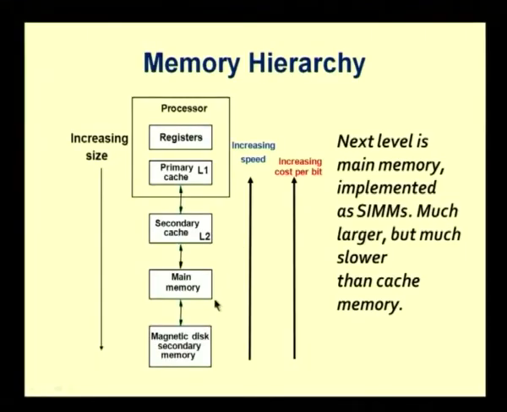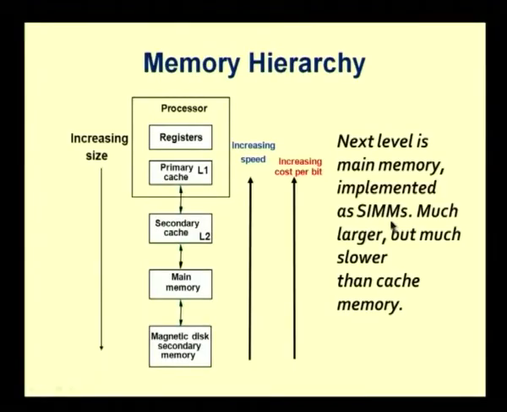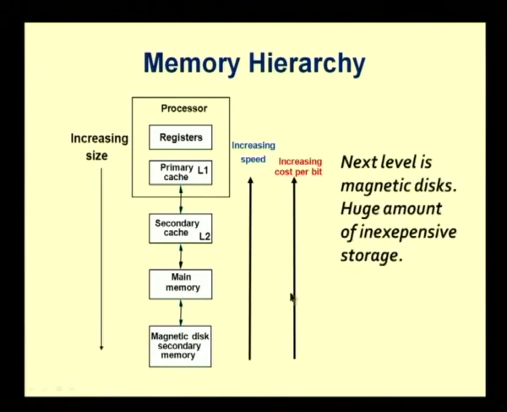So, then coming to the main memory as such, we already know how the main memory is implemented. We already looked at devices that are used for main memory. So, these are implemented using SIMs, and of course they are much larger, but slower than cache memory. Okay, so this is the point to remember here. Next level of course is the magnetic disks, which are huge but inexpensive storage.